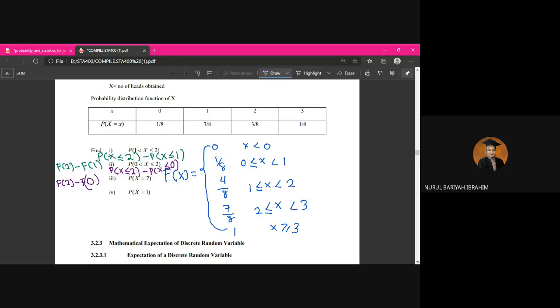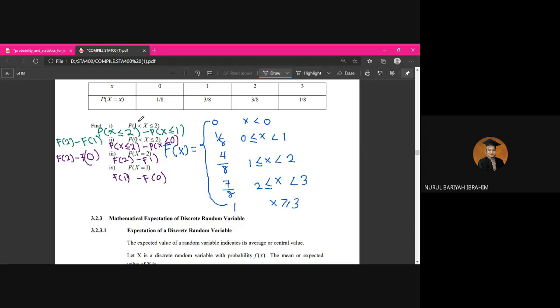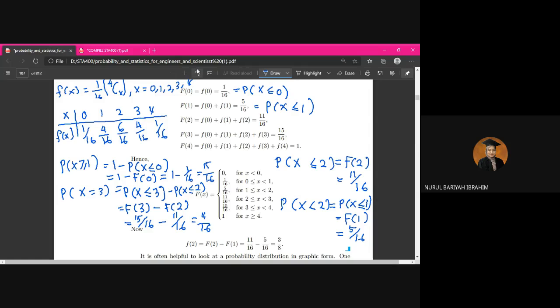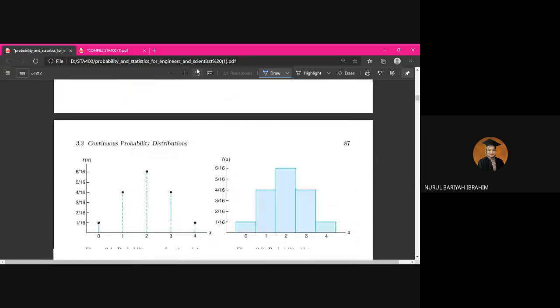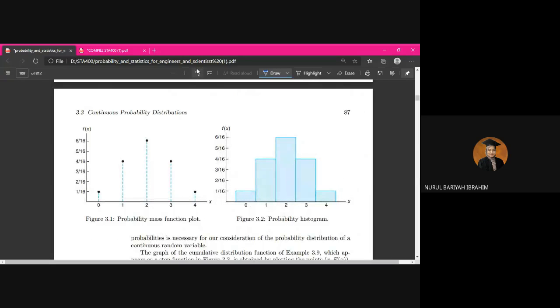How about this? This one will be simply F2 minus F1, here, F1 minus F0. Okay, so try to imagine and try to do the exercises more on this topic. Okay, next I nak tunjukkan macam mana cara nak buat graph for discrete. Okay, dia senang je sebenarnya.